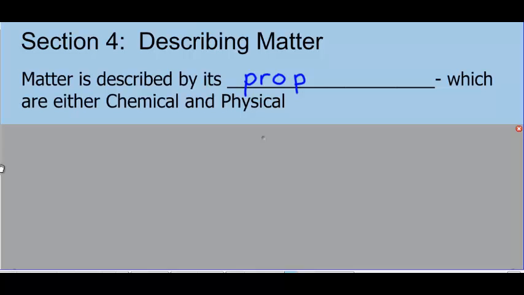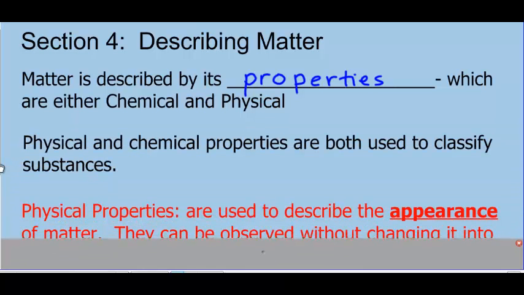So matter is described by its properties, and properties can be one of two types. They can either be chemical or they can be physical. So let's talk about what physical properties are first, and then we'll talk about chemical properties. Okay?